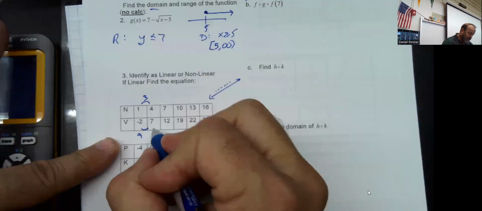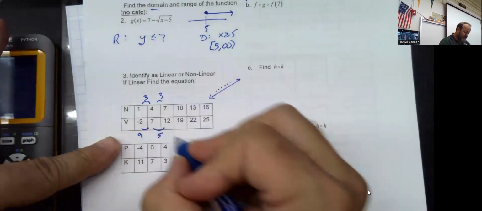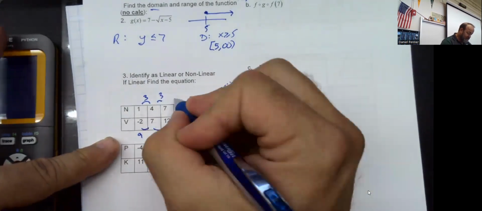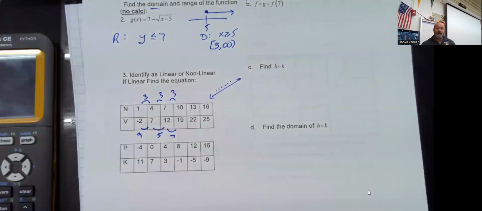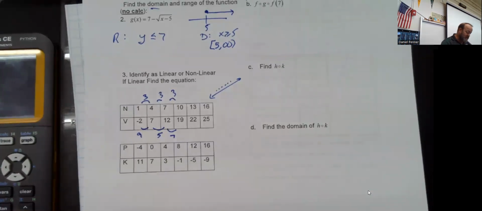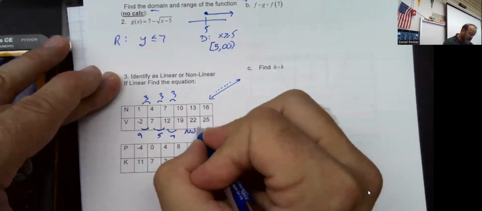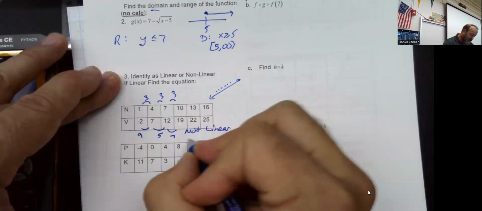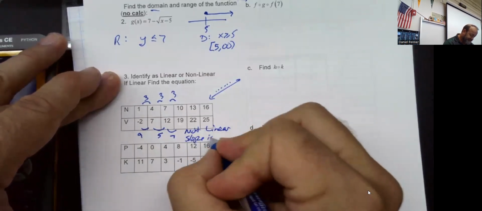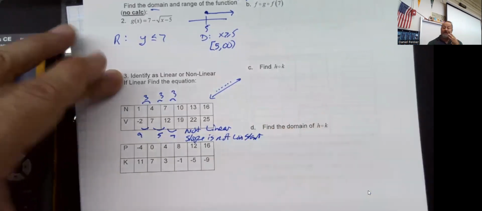But if I look here, my rise is 5. This is 3. This is 7. This is 3. Well, it appears that I do not have a linear situation because this is not a constant rate of change. So this is not linear. The slope is not constant. But so let's take a look at the other one.